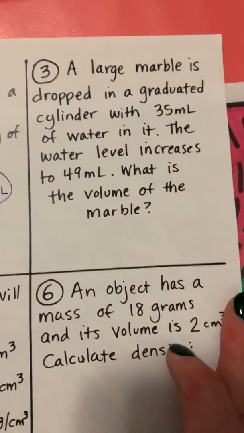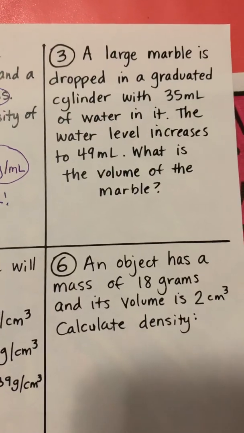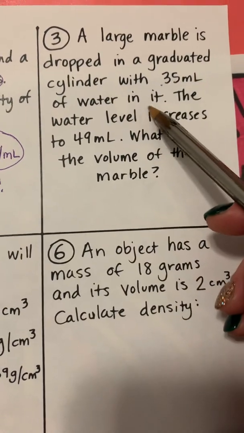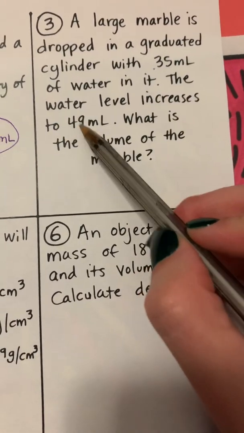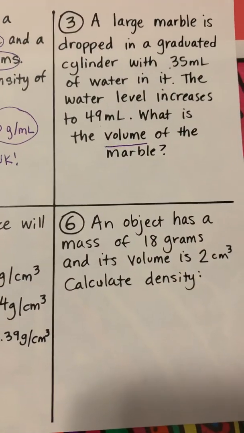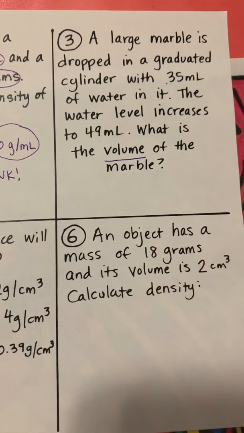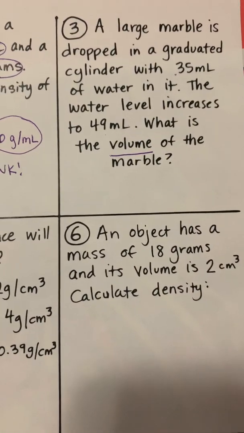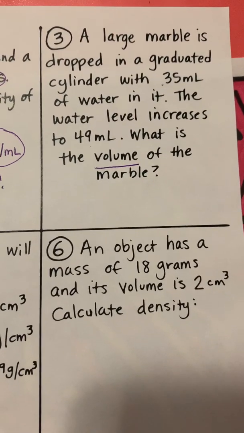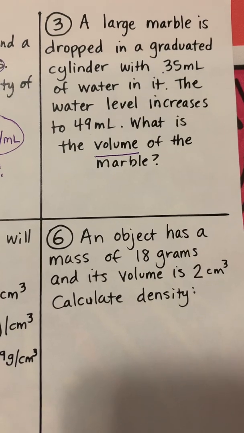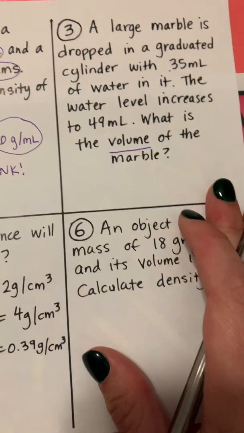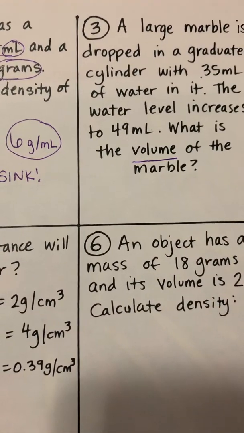Okay, and let's look at number 3. It says a large marble is dropped in a graduated cylinder with 35 milliliters of water in it. The water level increases to 49 milliliters. What is the volume of the marble? So on this one, it's not even asking you for density. It's asking you how to find the volume to be able to later on get the density. So this is called the displacement method. And I wish I had a graduated cylinder with me here to show you. Maybe I can try to do a little something with that this week.